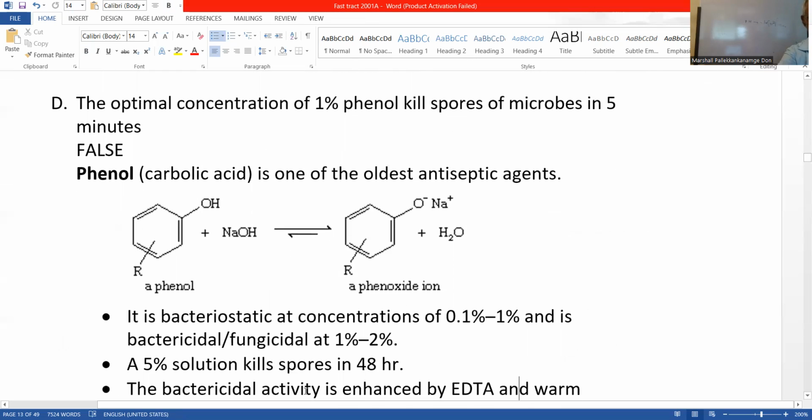B. The optimal concentration of 1% phenol kills spores of microbes in 5 minutes. Phenol is also called carbolic acid, the oldest antiseptic. This is phenol. It reacts with sodium hydroxide and forms a salt. So phenol is an acid. This hydrogen can go away as H plus and it acts as an acid, so it's carbolic acid.